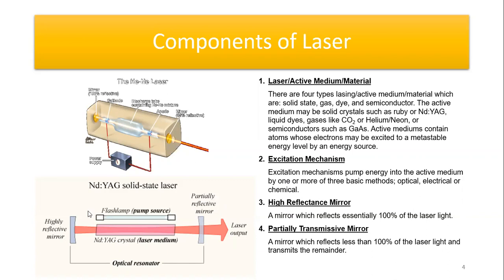One side will have a high reflectance mirror which will reflect essentially 100% of the laser light. And the fourth element is a partially transmissive mirror, a mirror which reflects less than 100% of the laser light and transmits the remainder. So these are the four components that are crucial in a laser system.